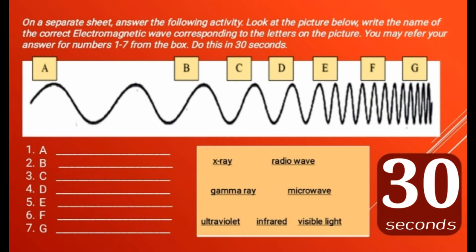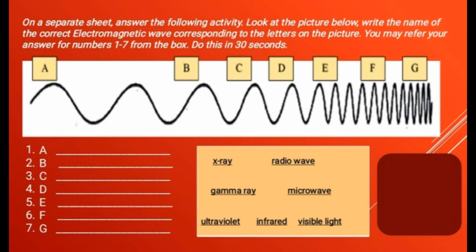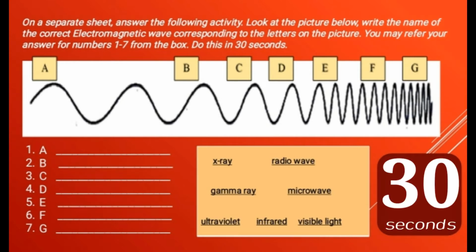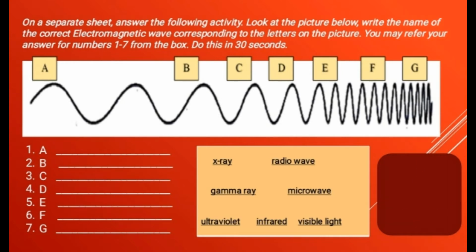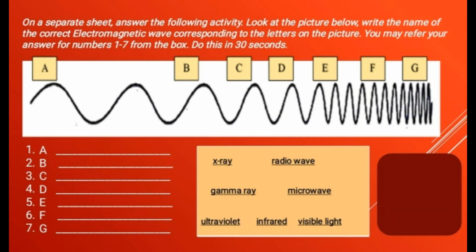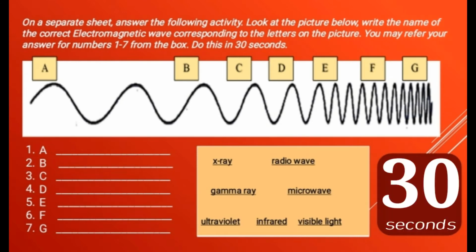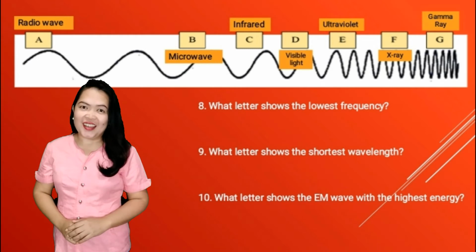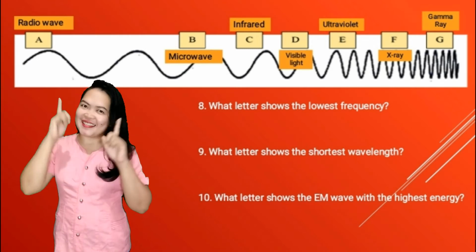On a separate sheet, answer the following activity. Look at the picture below. Write the name of the correct electromagnetic wave corresponding to the letters on the picture. You may refer to your answers from numbers 1 to 7 in the box. Do this in 30 seconds. Now check your answers with this.